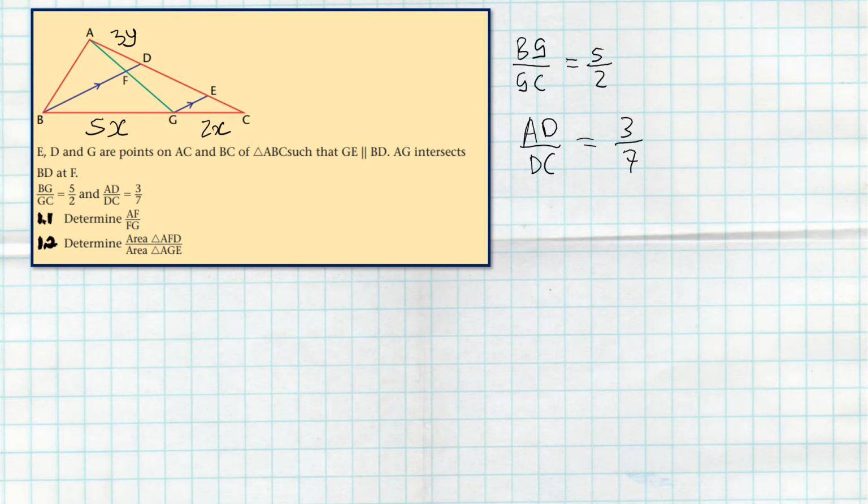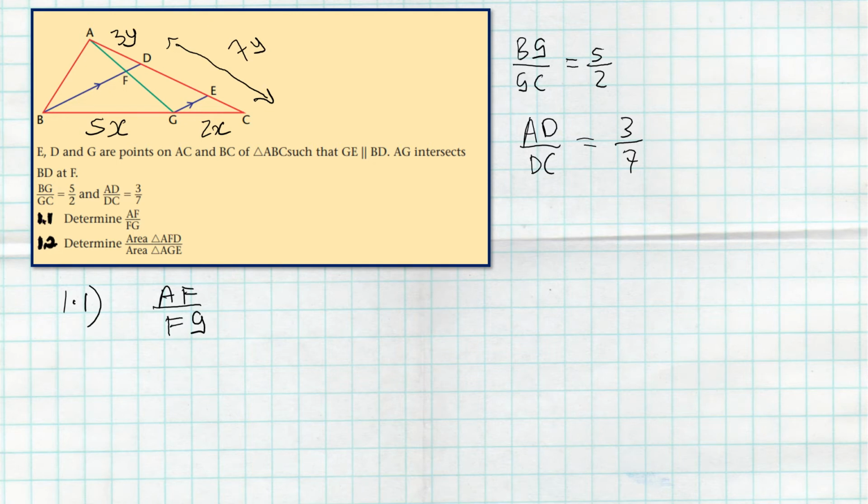Okay, DC is 7 there as its ratio, then my DC here is gonna be 7y, right? Okay, so now after doing that, we can go and calculate these questions. Okay, 1.1, it says determine AF over FG. Determine AF over FG, right?